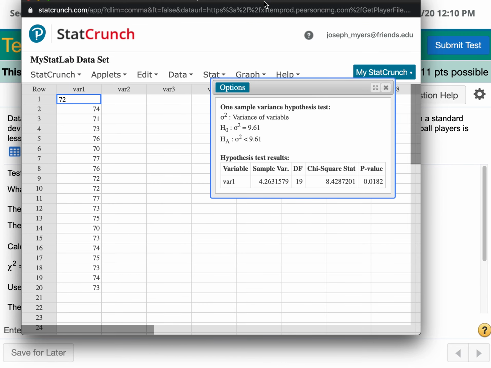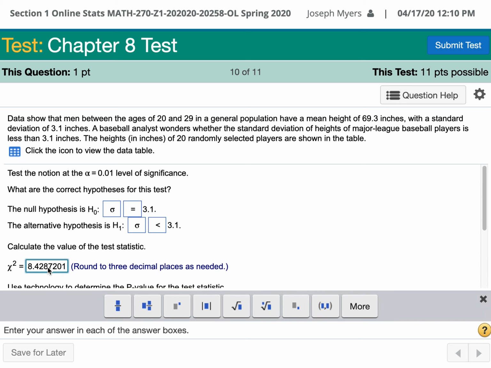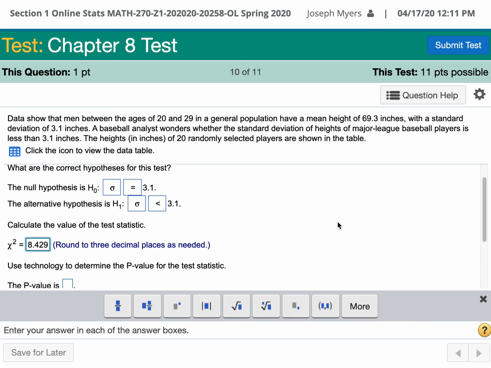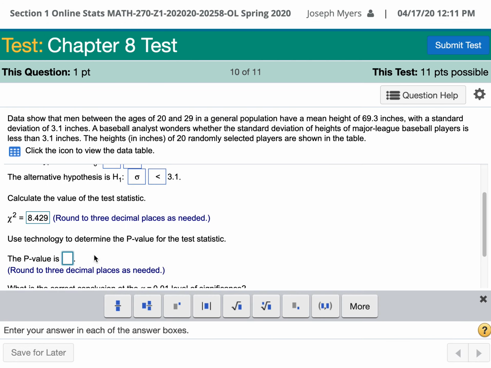And so the chi-square statistic is equal to that number. Round that off to 3 decimal places, so it'll be 8.429. And then the p-value is that number right there. Round it off to 3 decimal places, so it'll be 0.018.